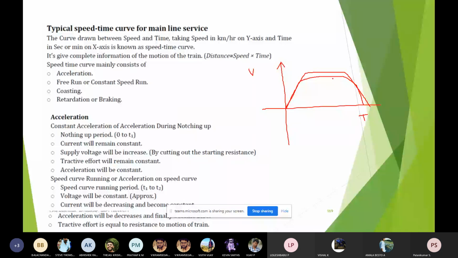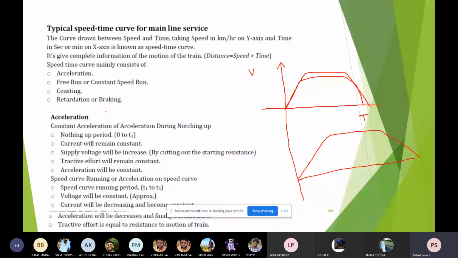The actual curve may be different between the main line and the suburban and urban lines. Whatever it may be, we can fix it as something like this. The main line especially will have a longer flat portion, but it can also be fitted as a trapezoidal curve. That is how we are going to solve this.